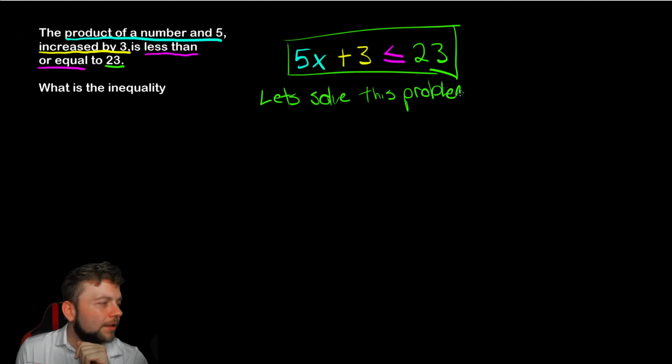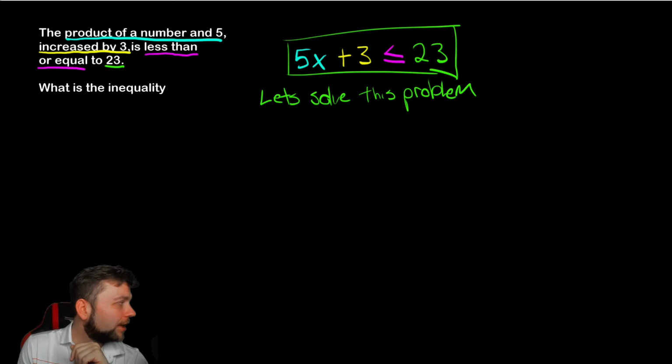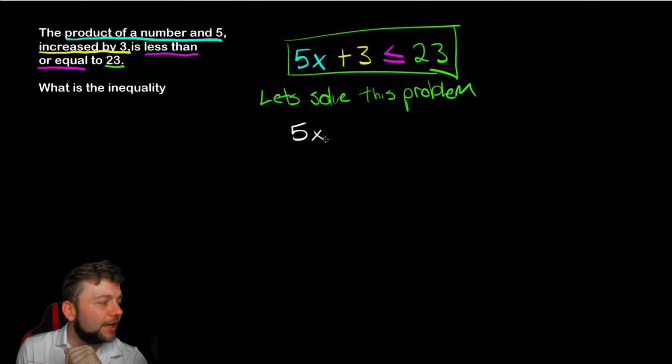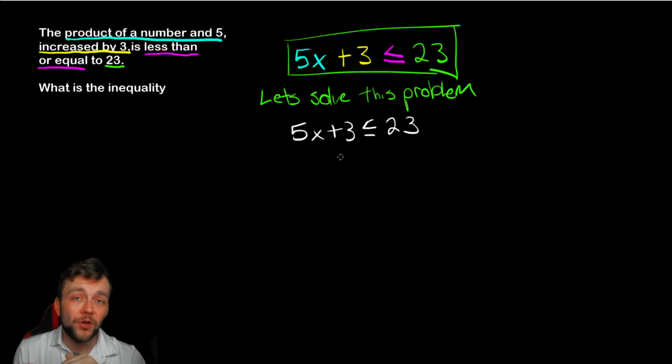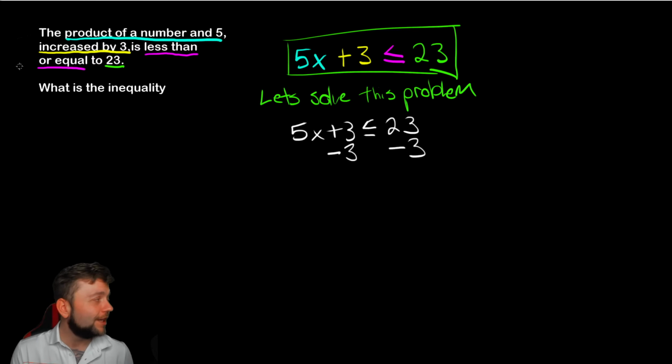Okay. So 5x plus 3 is less than or equal to 23. What is our first step? We'll rewrite this down below. 5x plus 3 is less than or equal to 23. We must do the inverse operation of adding 3. Think of backwards order of operations, reverse PEMDAS. What's the inverse of plus 3? It is minus 3, and we do that to both sides of the inequality.